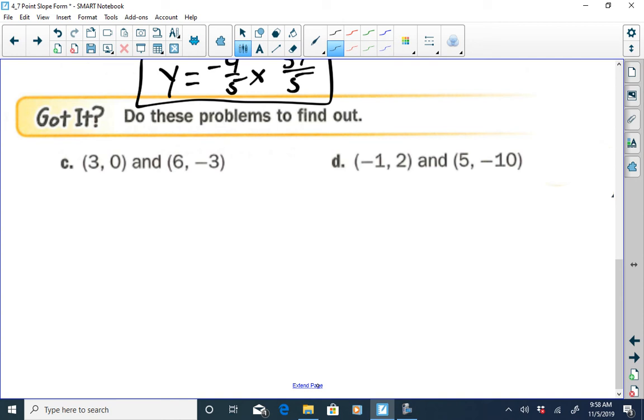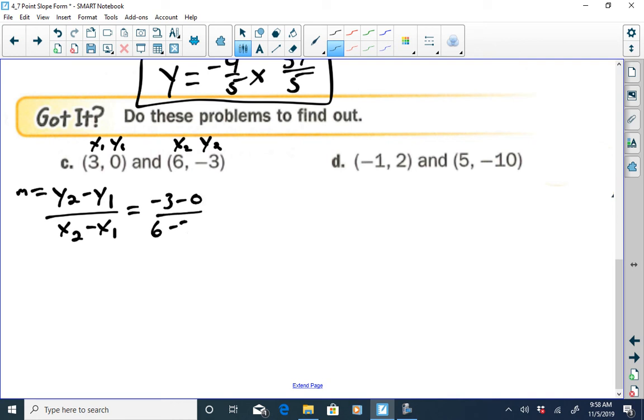Step number 1, we find the slope. So m is going to be equal to y2 minus y1 over x2 minus x1. Step 1, find the slope. x1, y1, x2, y2. y2 minus y1, negative 3 minus 0 over 6 minus 3 winds up being negative 3 over 3. So my slope is negative 1.